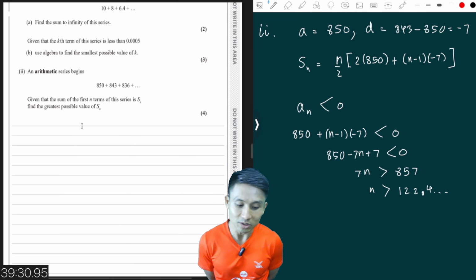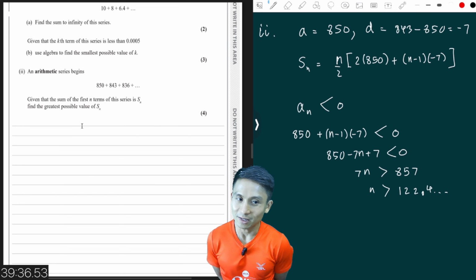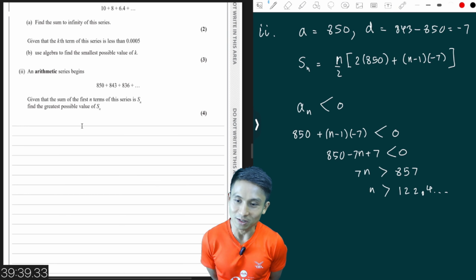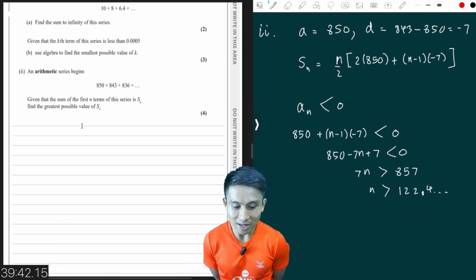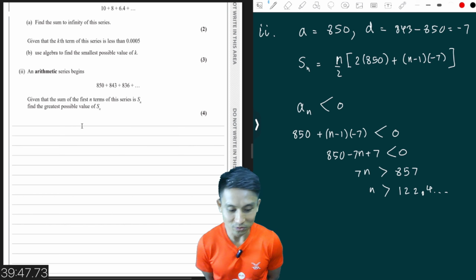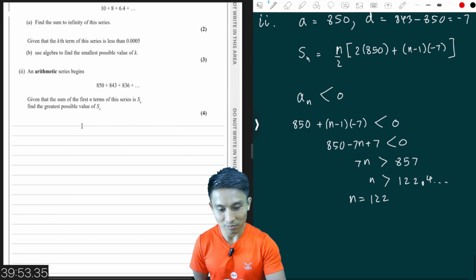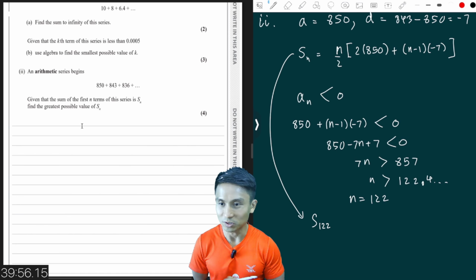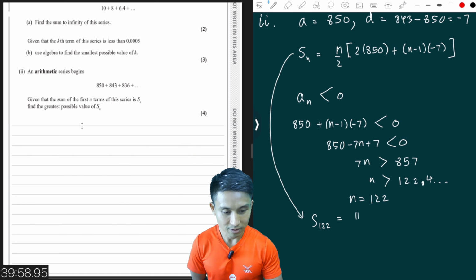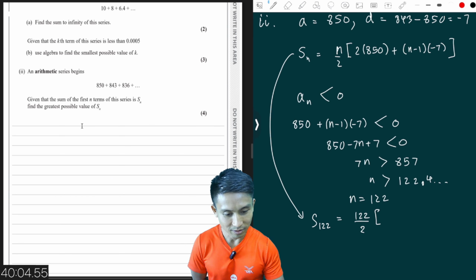So if it's 122, it's not yet negative, but if it's 123, it's going to be negative. So if it's term 123, it's going to start being negative. That means we're going to stop at 122. Make sense? So n is 122. That means S122 is going to be the maximum, because we're going to stop when it's just the last positive number, which is 122. Okay, now I'm going to plug everything into the formula. So that's going to be 121 times minus 7, like that.